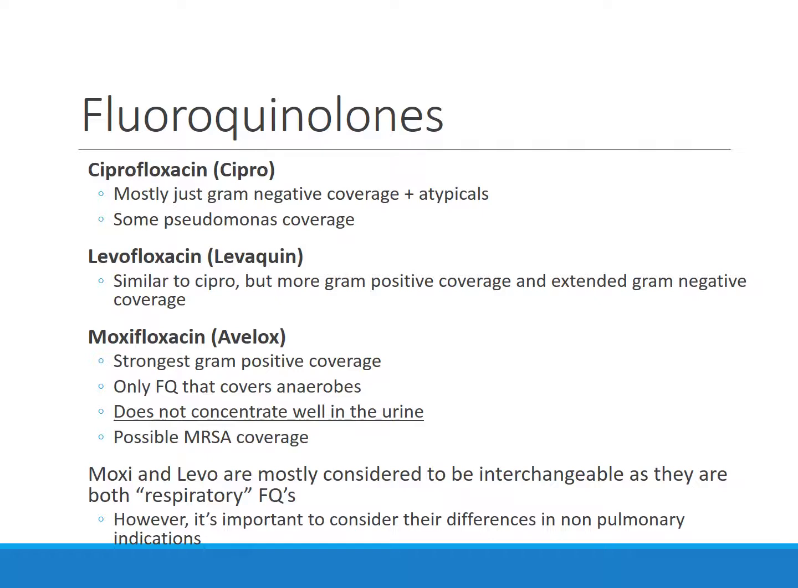Cipro is pretty much just a gram-negative product with some atypical coverage. It has some pseudomonal coverage, actually. And in fact, our fluoroquinolones are the only drugs that are available orally that cover pseudomonas. So that's an interesting point. If you need something oral for pseudomonal coverage, you're really only looking at these drugs. Cipro would cover a little bit of gram-positive stuff too, like some non-resistant strep and maybe some staph, but we don't really think about it as a great option for that.